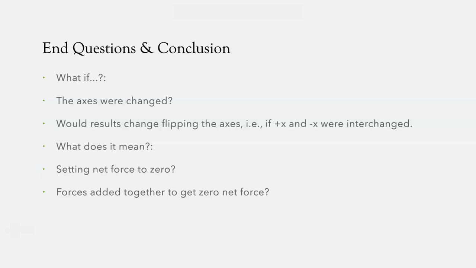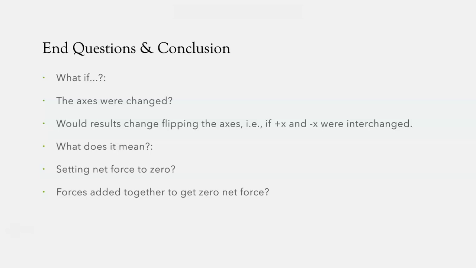As for end questions, what would happen if the axes were changed, these being the x-axis? Regardless of if the velocity were facing negative or positive, it would just change the sign of the velocity, but it would still be moving in that direction. It would still be moving with that much force. The absolute value of a negative or positive velocity is still the same.